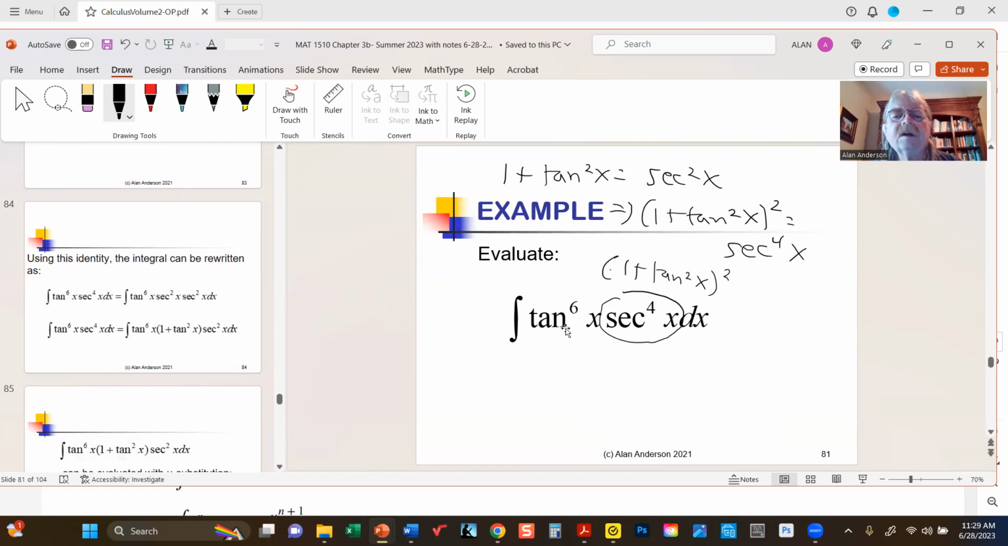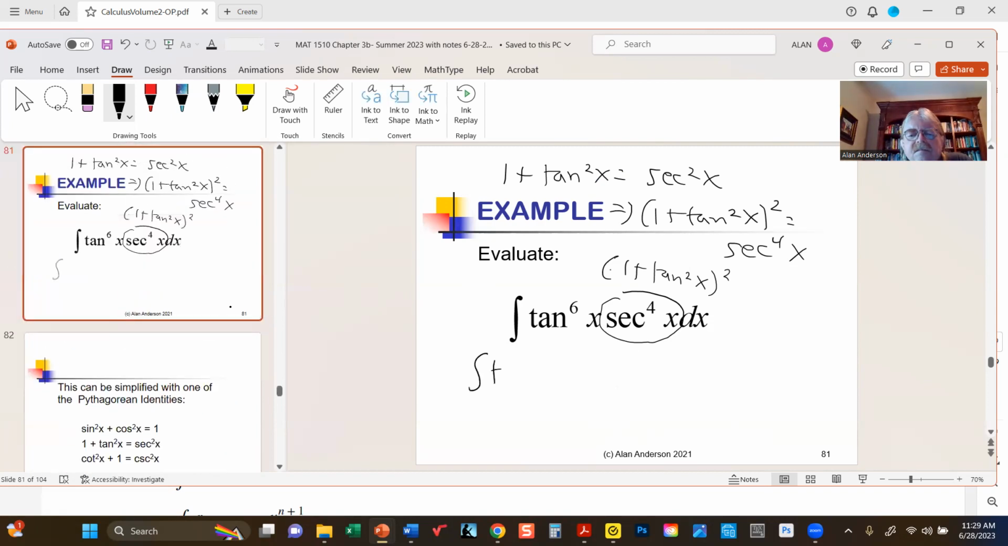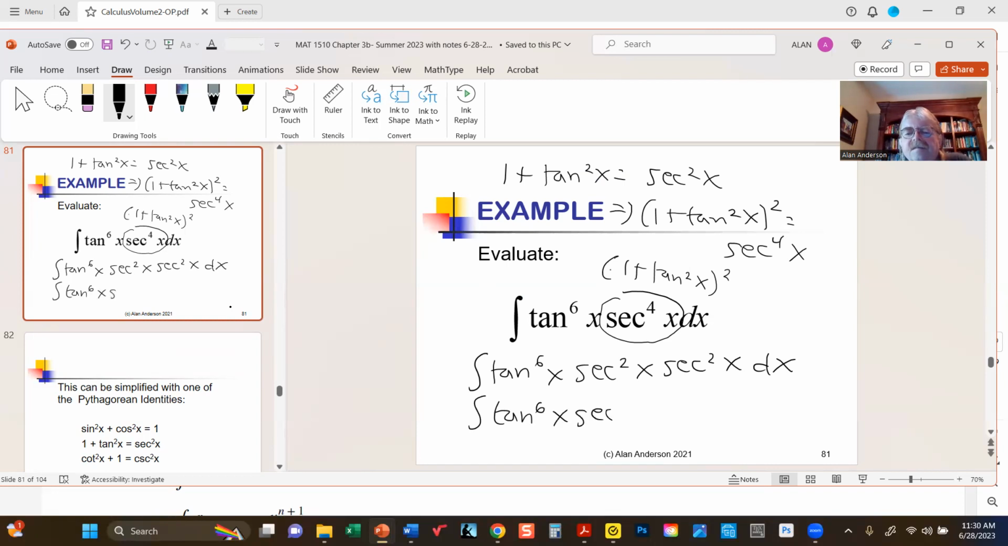Okay, what we're going to do is this. We're not going to deal directly with secant to the fourth power. Okay, so we're only going to replace one of these secant squares with the Pythagorean identity. Why are we doing that?